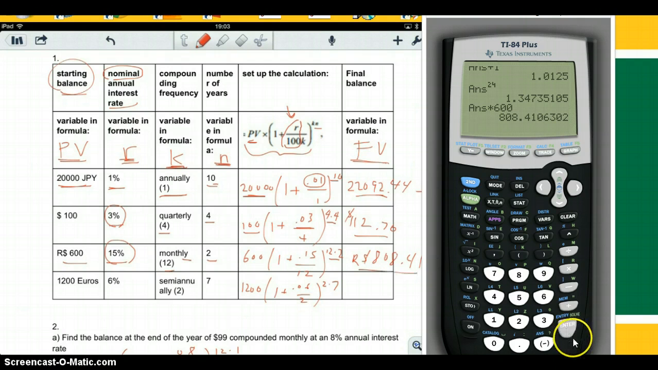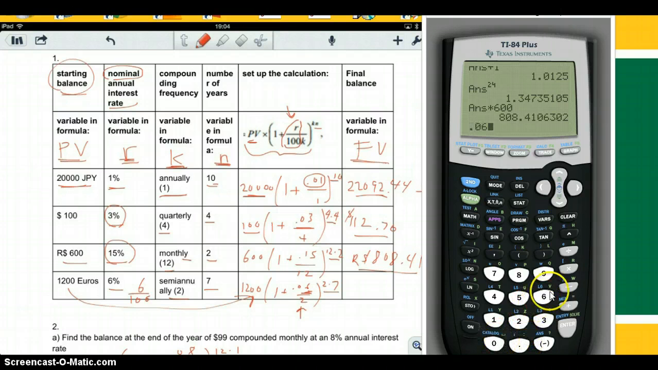Okay? Now the last one, we got 1200 euros, we put that there. 6% is R, so we put that there, but of course we already divided by 100. 6 divided by 100 is 0.06, but as I said, if you have trouble doing that, go ahead and put 6 over 100 inside the formula. 7 years compounded semi-annually, so it would be 2 times 7 n times k, and remember k always goes in the bottom here also.